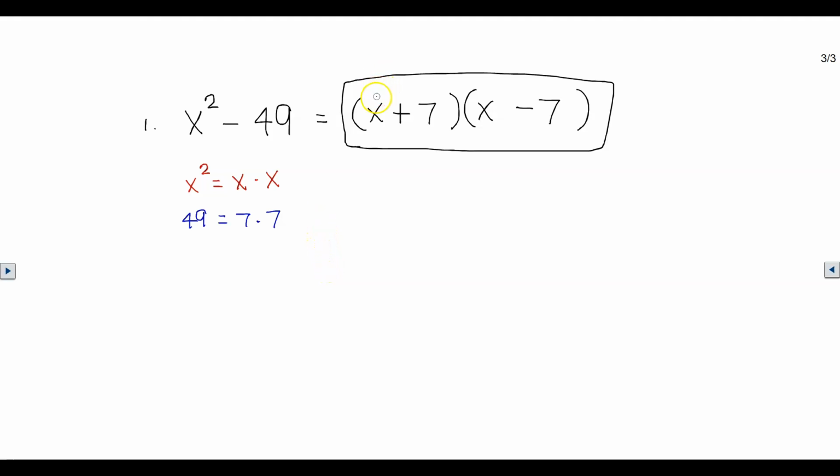And we could check this. If we do x times x, we would get x squared. If we do x times negative 7, we would get negative 7x. If we do 7 times x, we would get 7x. And if we do 7 times negative 7, we would get negative 49. The negative 7x and the positive 7x would cancel each other out, and x squared minus 49 would be my answer. And that checks.